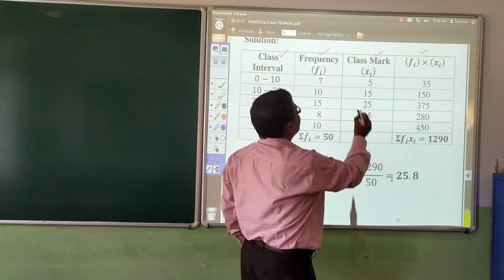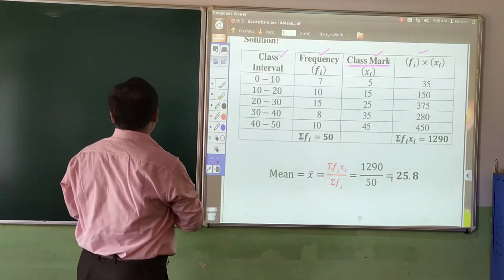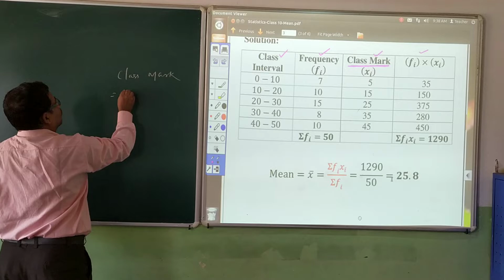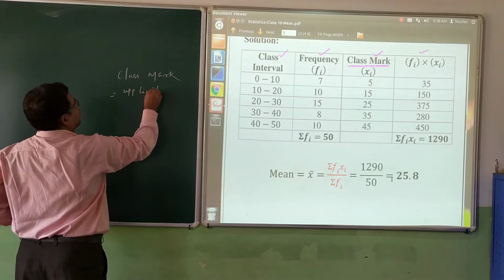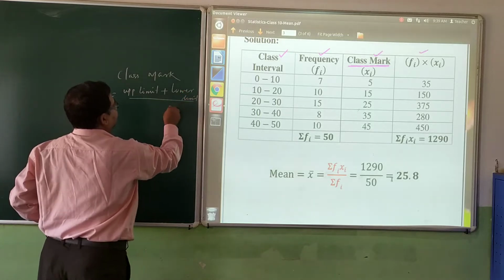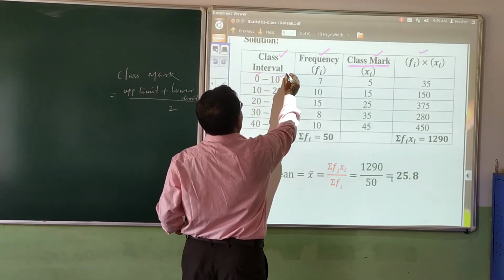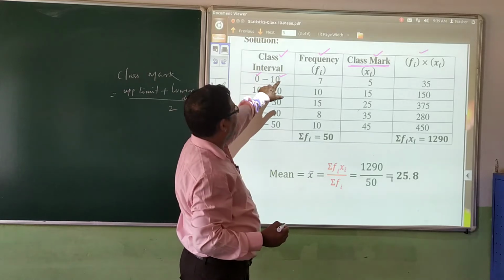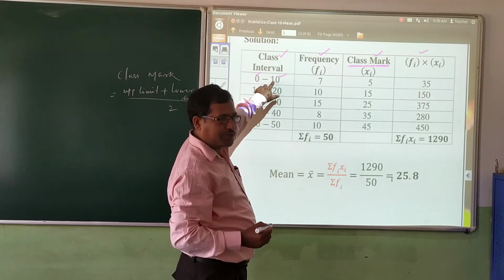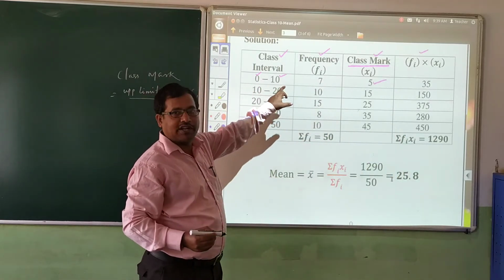Look at the first column. This is the class mark. Do you know what a class mark is? Class mark is equal to upper limit plus lower limit divided by 2. That means you have to add these two limits, 0 and 10. 0 is the lower limit and 10 is the upper limit. So 0 plus 10 is 10, by 2, that means 5. So 5 is the class mark of the group 0 to 10.